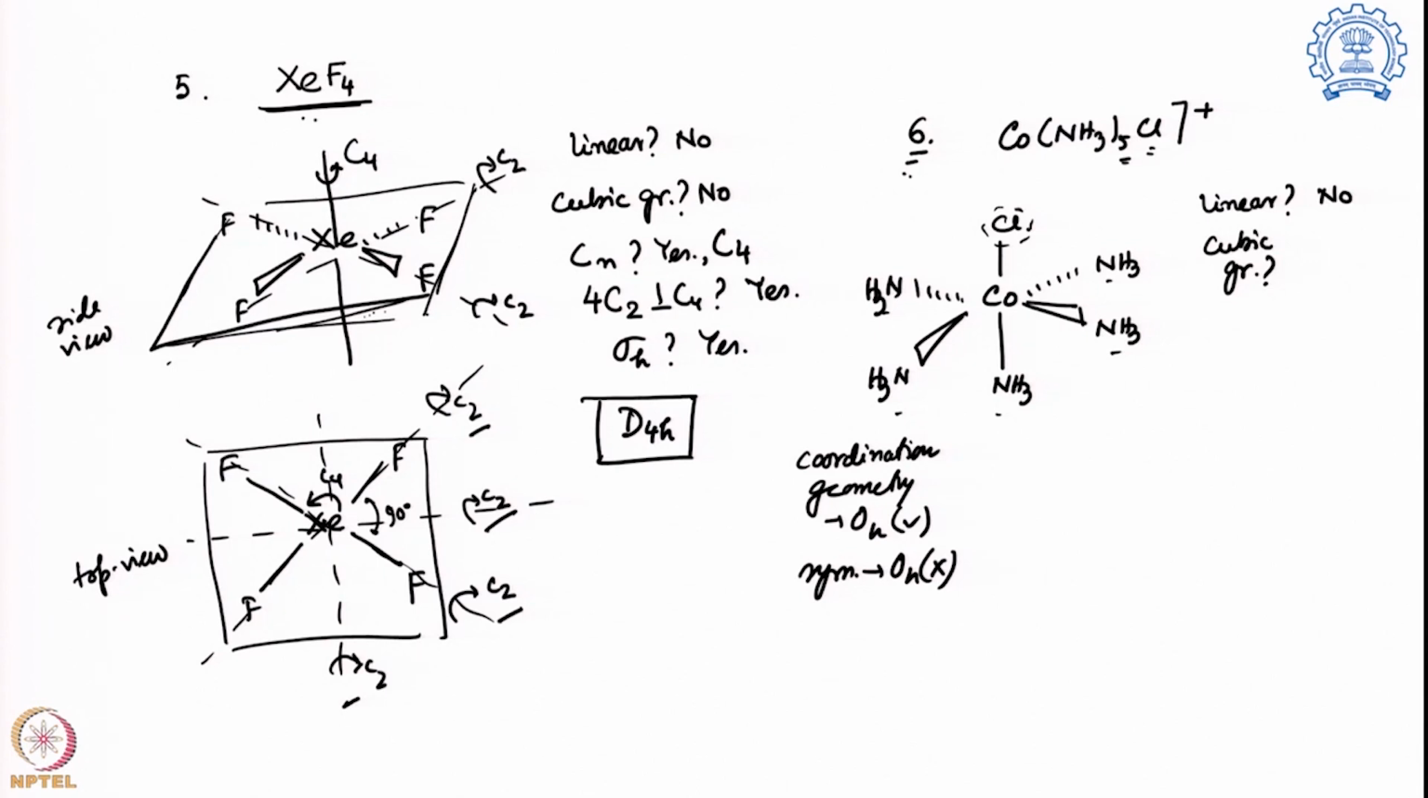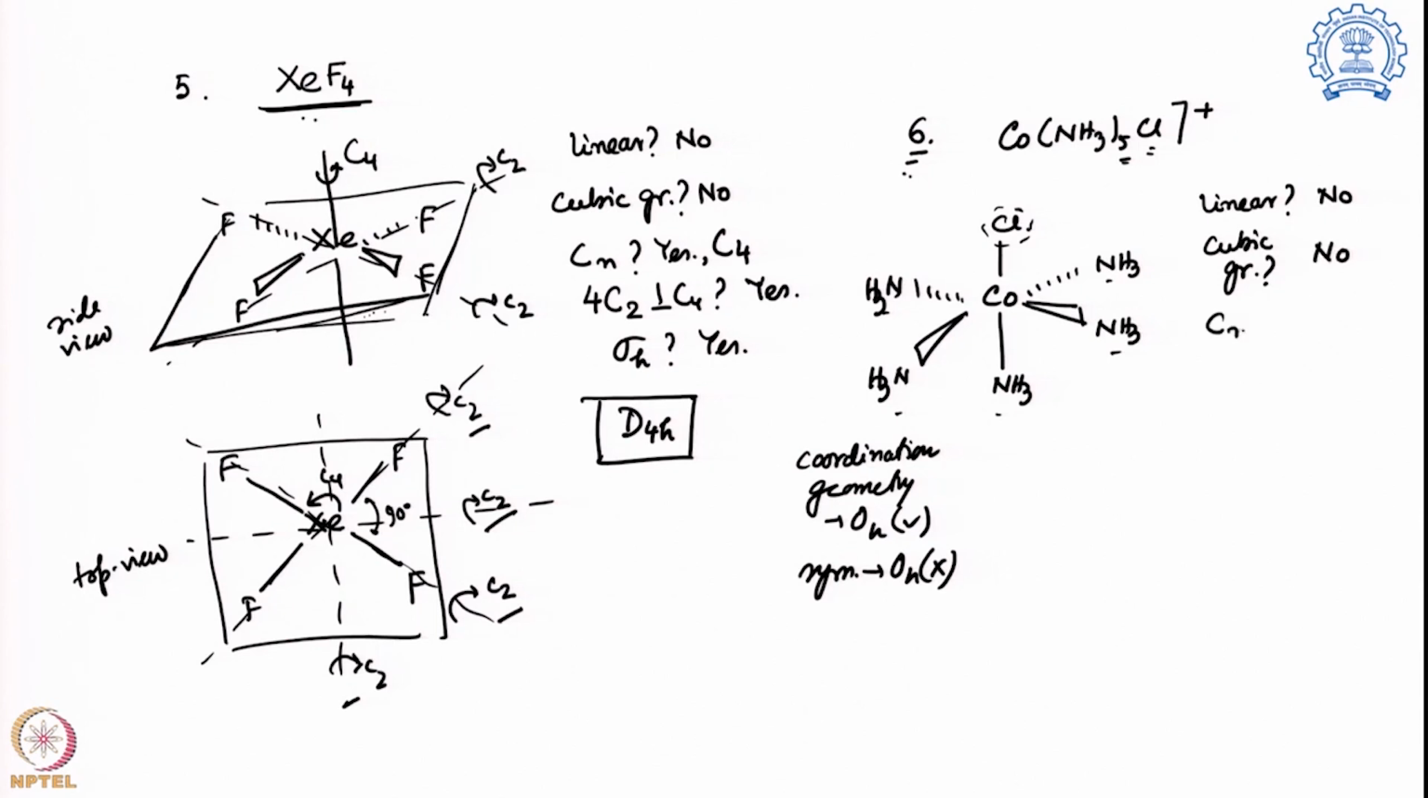Coordination geometry is how the ligands are actually interacting and how the bonding directions come from the central atom. But the symmetry defines the identity of the atoms connected to the central atom, and with respect to that it is not an octahedron. So, it does not belong to any cubic group.